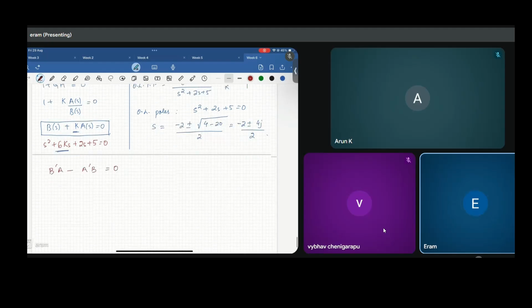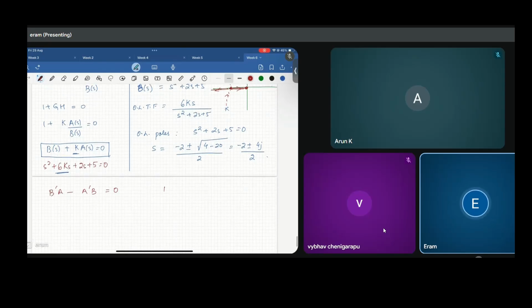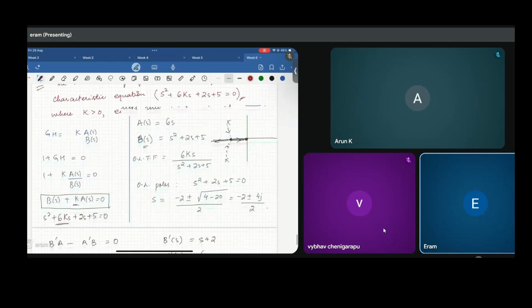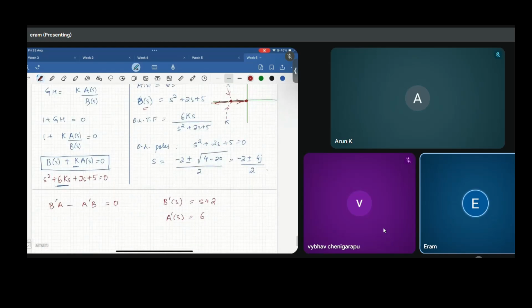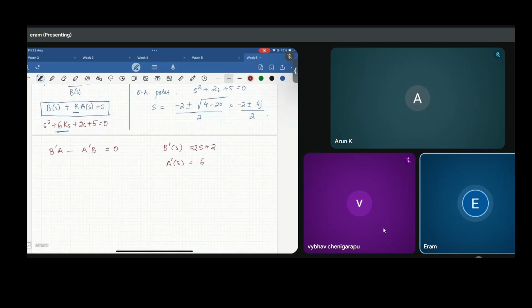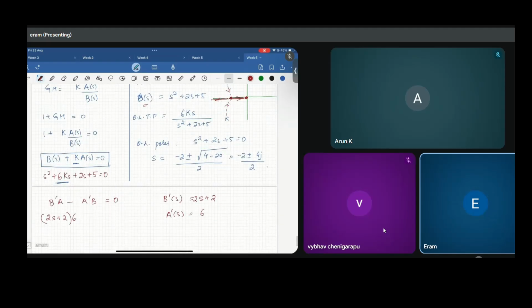And what will be B dash of s? From here we can find it is 2s plus 2, and A dash of s will be 6. So B dash into A is (2s plus 2) times A, which is 6s, minus A dash B, where B is s square plus 2s plus 5, equals 0.